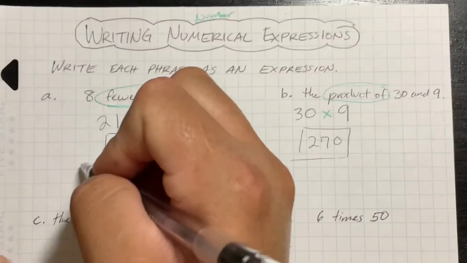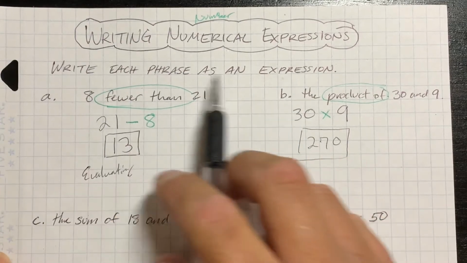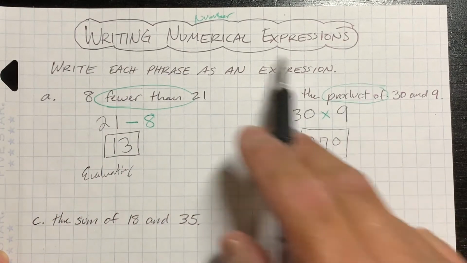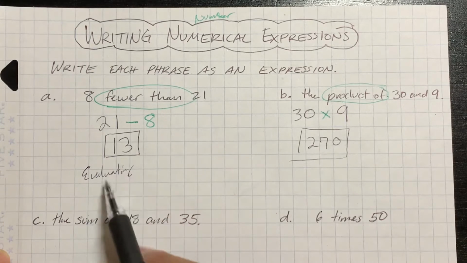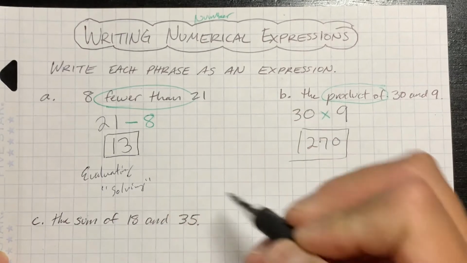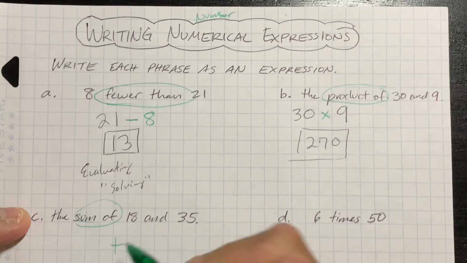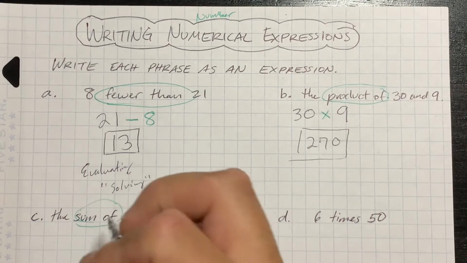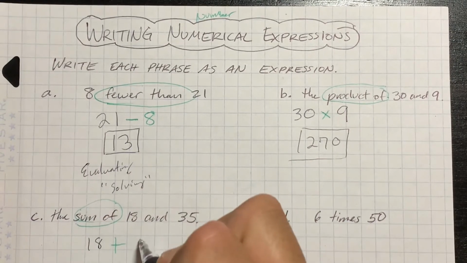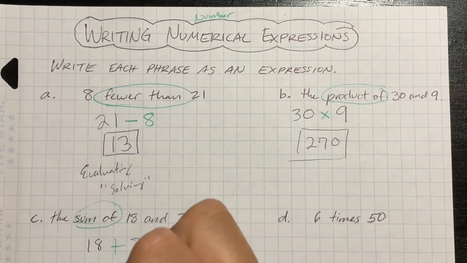So what we're doing is evaluating. It doesn't say to evaluate, it just wants us to write each phrase as a numerical expression. But we're taking it a step further to evaluate, meaning that we're solving these as we go. Now here we have the sum of 18 and 35. The sum of tells us to add. So we have 18 plus 35. We get the sum 53.